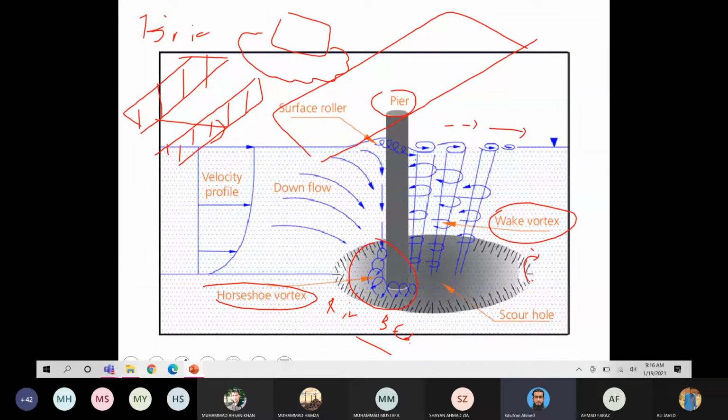So this is one practical application of investigating these vortices, because it has a direct relationship with scouring and erosion. So in future, if you have some research projects, then you can study these phenomena in detail.